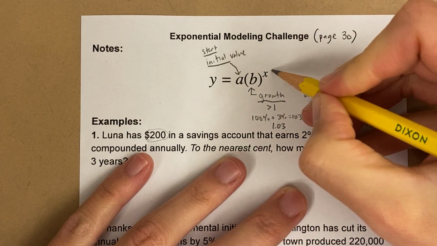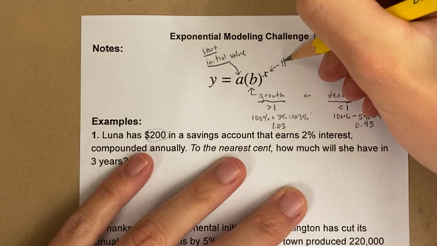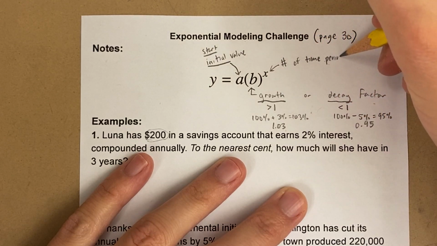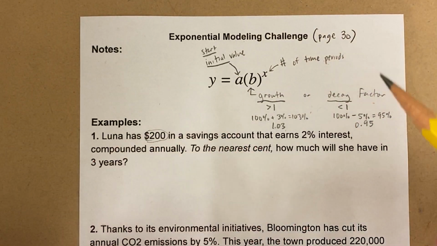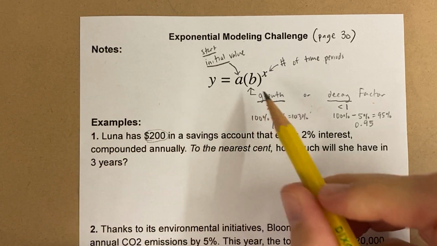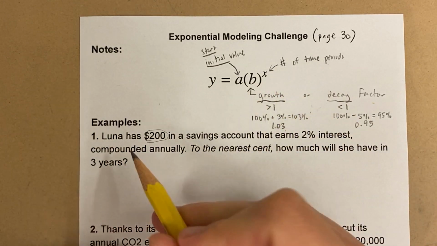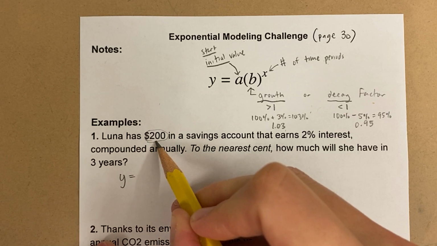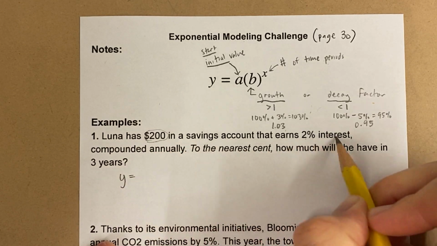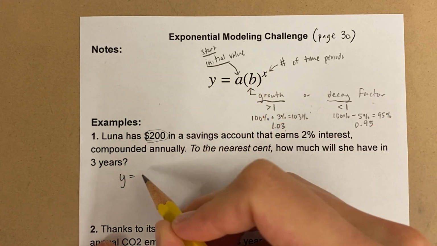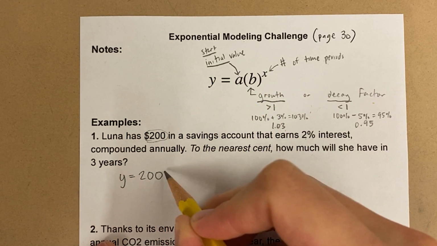Okay. Now this x value always represents the number of time periods. Sometimes those time periods are weeks or years or days, whatever it is. Okay, so that's basically all we need to know. So when I read this problem, I'm just trying to plug in these pieces. So here, Luna has $200 in a savings account that earns 2% interest. Okay, so the first thing I see is that she has $200 to start with. That's my initial value, so I'm going to go ahead and plug that in right where the A is.